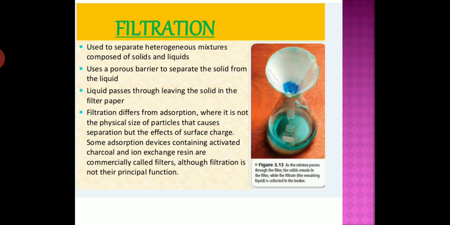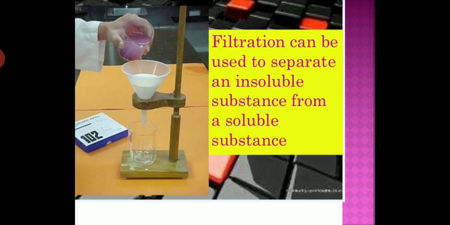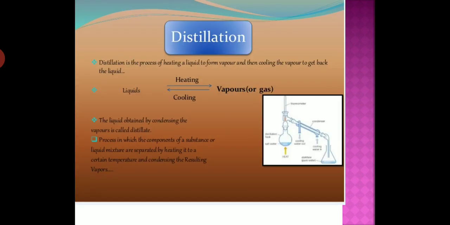You can see the same adsorption devices containing activated charcoal and ion exchange resin also. This is a very simple method, and it can be used to separate insoluble substances from soluble substances. So I hope you understand this method, filtration. So students, now we will discuss the next method. The next separation method is distillation.